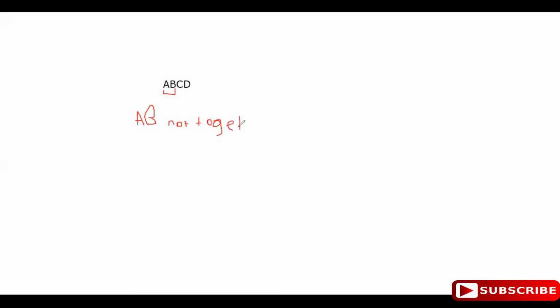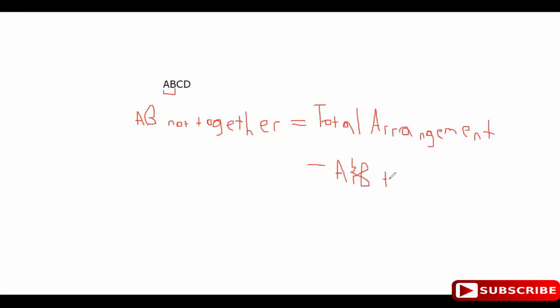Number of ways A and B are not together, right? The number of ways A and B are not together is equal to the total arrangement minus the number of ways A and B are together. And why is that so?